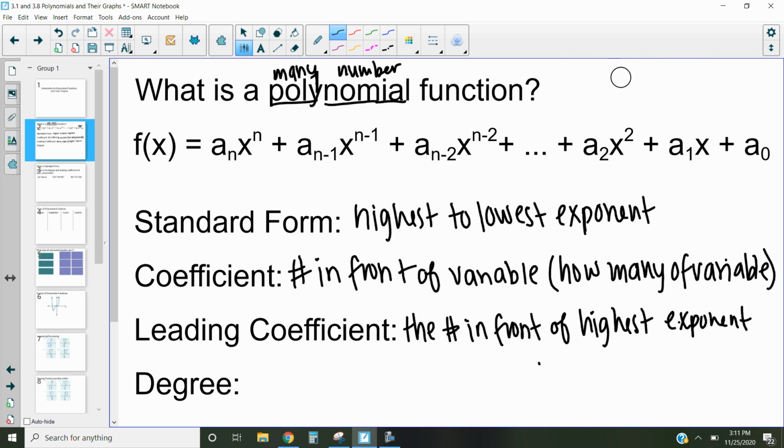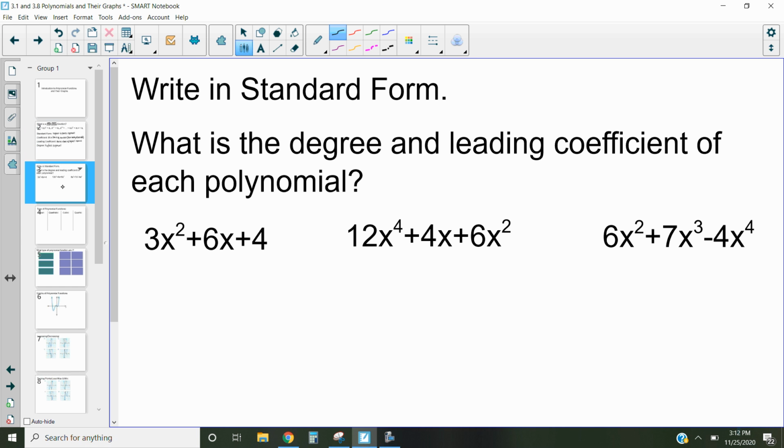Now, the very last thing that's important when it comes to polynomials is that we talk about them in terms of their degree. And the degree is another way of saying their highest exponent. Based on the degree, we actually call polynomials different names, and we're going to address that in the next video. But for this case, we just want to talk about these important characteristics of polynomials: when they're written in standard form, what our coefficients are, what the leading coefficients are, and what the degree is. So let's take a look at some examples here.